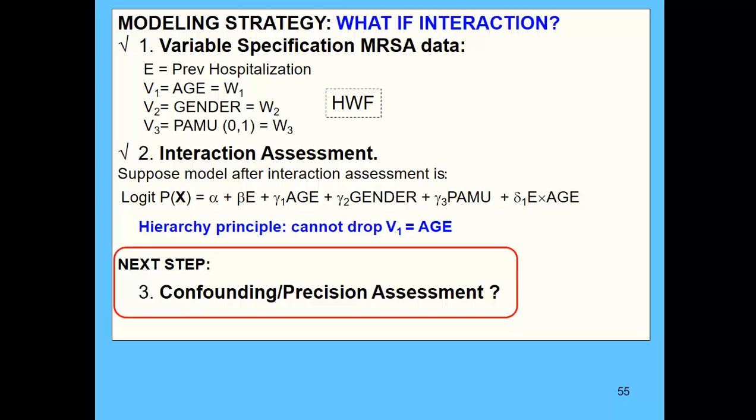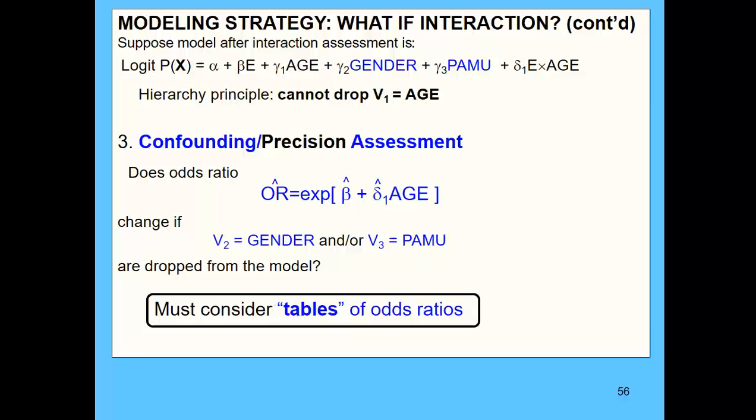So you can't drop age. You can see that, okay? So how do you deal with confounding? What's the odds ratio formula for this model? If you want an odds ratio for the effect of exposure, what's the formula? Well, you know how to do that. It's e to the beta plus delta 1 times age. That's the formula. Next slide. There it is, the formula for the odds ratio.